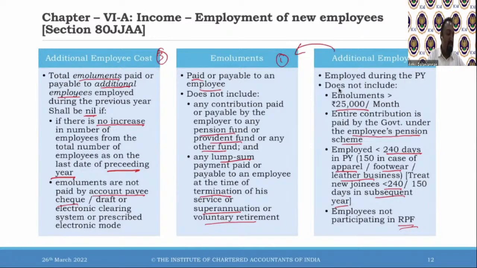Additional employee cost will be total emoluments paid to additional employees during the previous year, but it shall be nil if there is no change in the total number of employees from previous year and this year. And additionally, if the payments are made by modes other than account payee cheque or prescribed electronic modes, that is what you call an additional employee cost. Clear? So this is what it is.